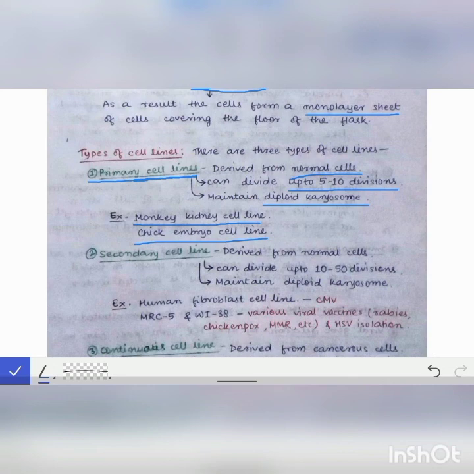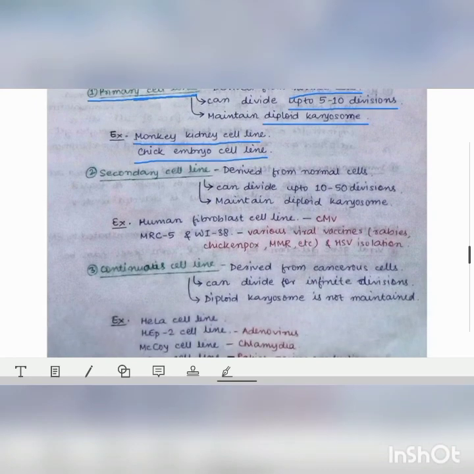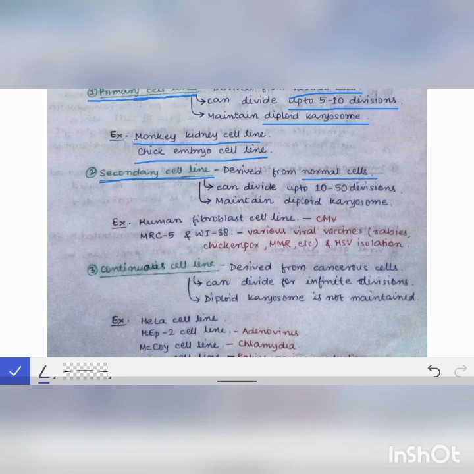Coming to the next cell line, that is the secondary cell line. These are also derived from the normal cells, but they have the capacity to divide up to 10 to 50 divisions, and they also maintain the diploid karyotype. For example, among the secondary cell lines, we have the human fibroblast cell line, which is used for CMV, MRC5 and WI38.